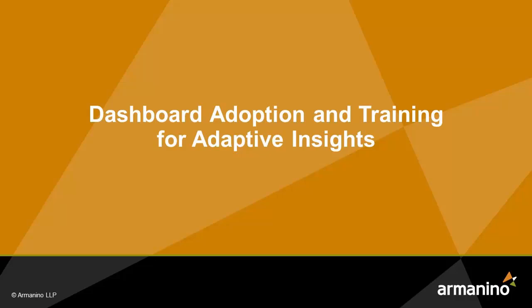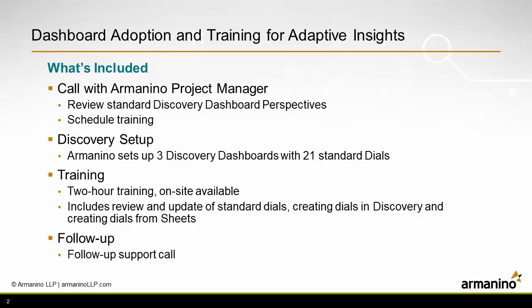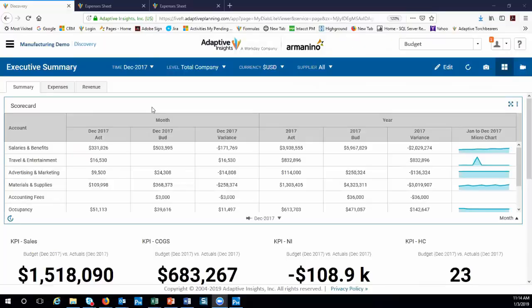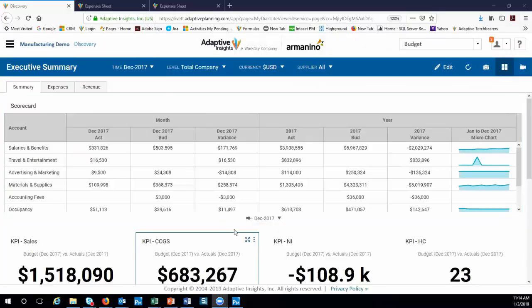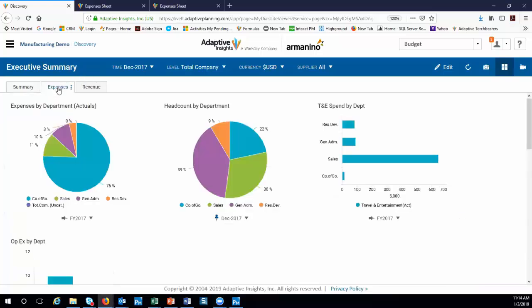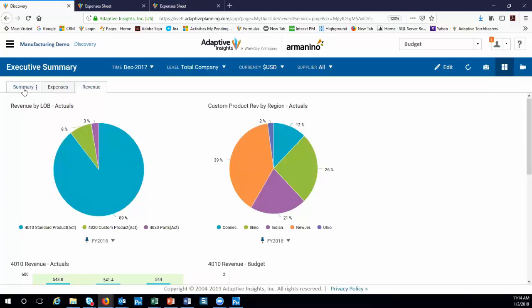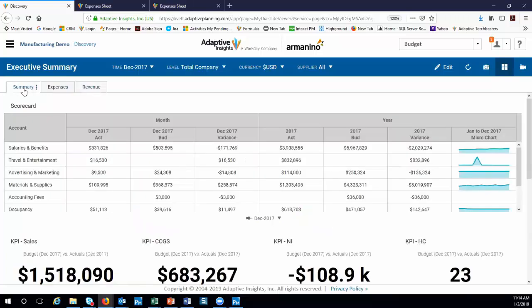Offers a data visualization tool called Discovery. Discovery allows us to see data in a more tactile way where we can identify outliers, variances, and trends in that data. Here's an example of Discovery where we've set up a perspective called an executive summary with three dashboards of information for summary information, expenses, and revenue.